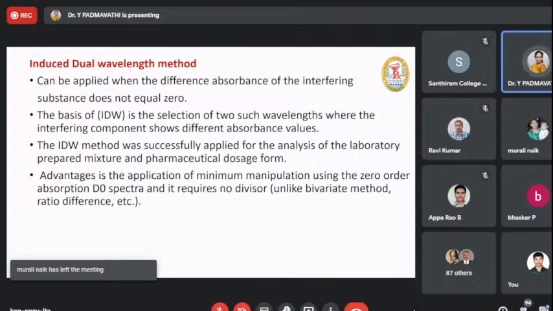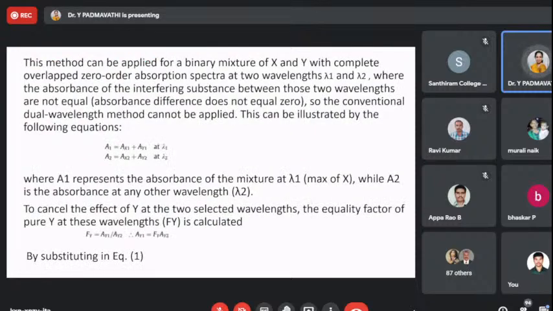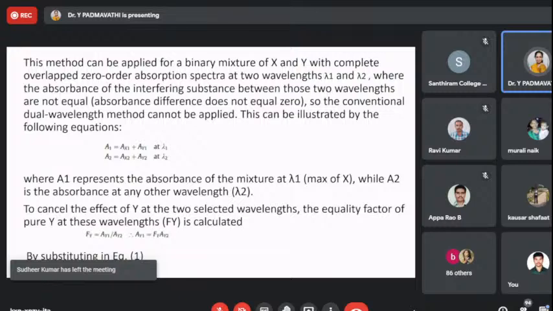Coming to the advanced methods in the coming slides, you don't require any division or multiplication, and you are not calculating any ratio. Here I said the Y component is an interfering substance. Definitely it shows interference when you calculate X. Because the difference is not equal to 0, you have to cancel the absorbance of this Y component when you are measuring X. That can be done in this method by calculation of the equality factor, represented as Fy. It's simple mathematics, just try to follow.